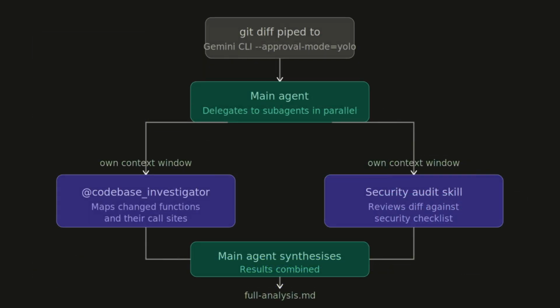From episode 9, subagents handle isolated, resource-heavy tasks in their own context windows. In a headless script, you can leverage this for parallel analysis across different concerns.